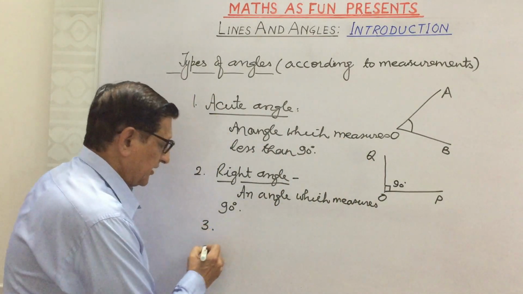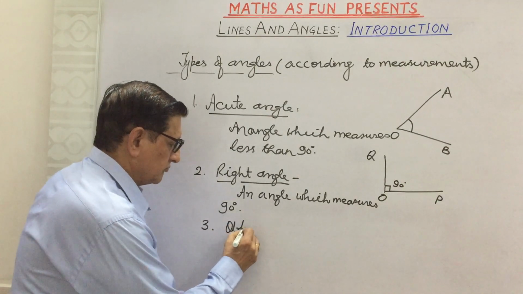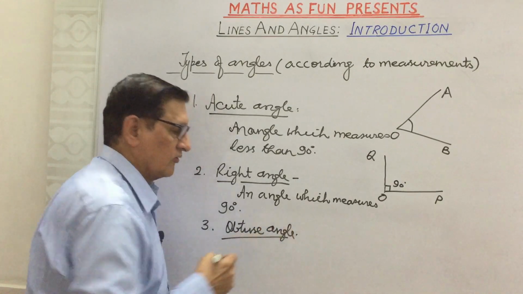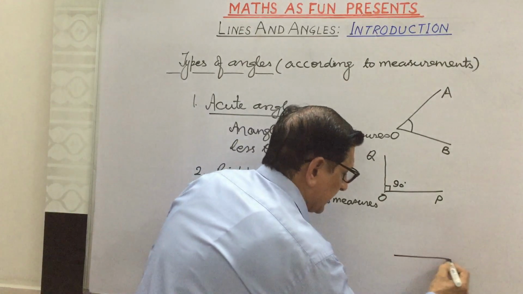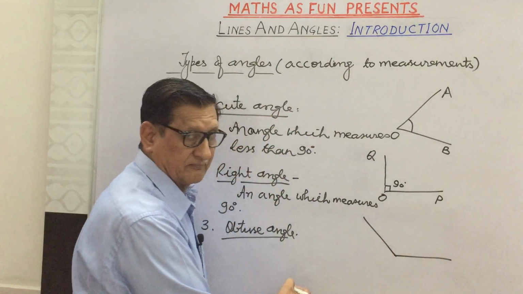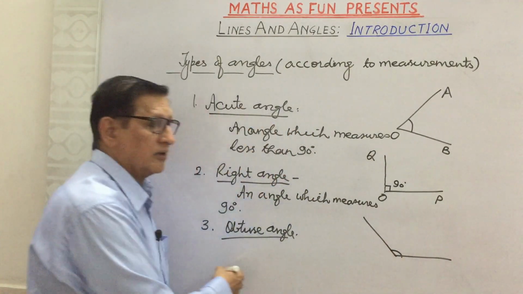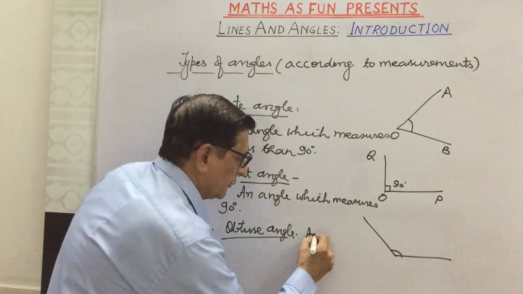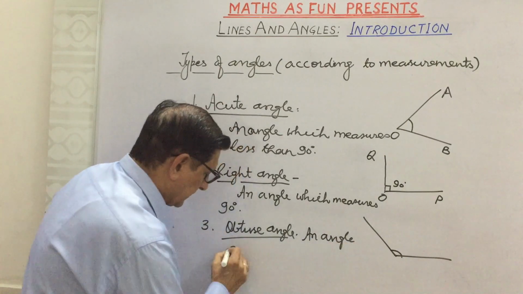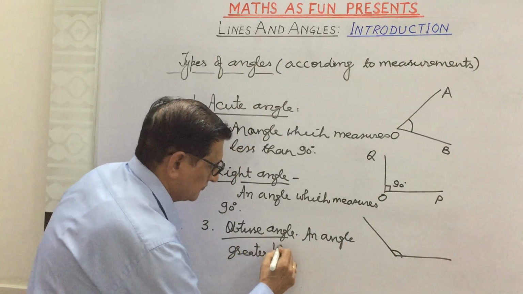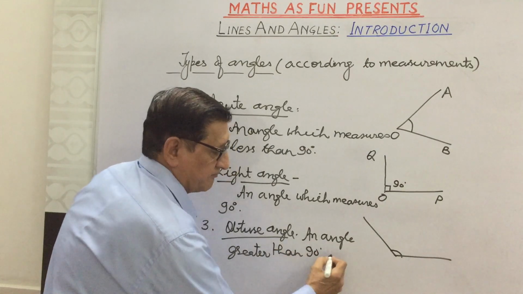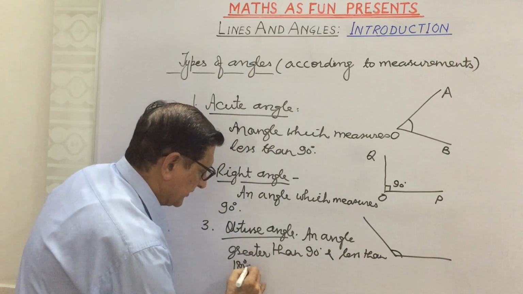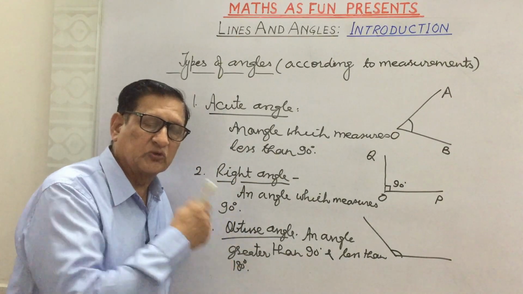And the third type is obtuse angle. What is an obtuse angle? Any angle which is greater than 90 degrees and less than 180 degrees is known as an obtuse angle. So an angle greater than 90 degrees and less than 180 degrees is known as an obtuse angle.